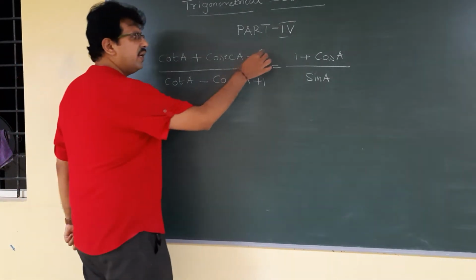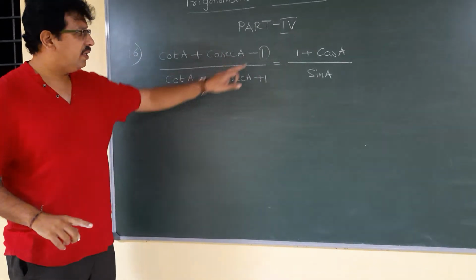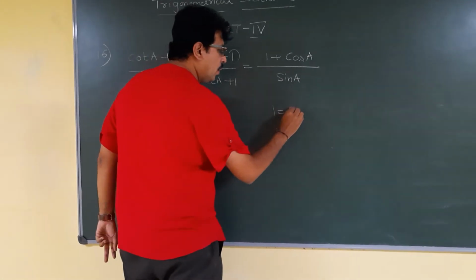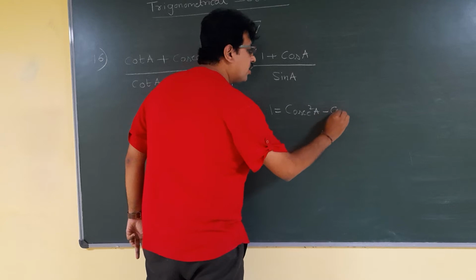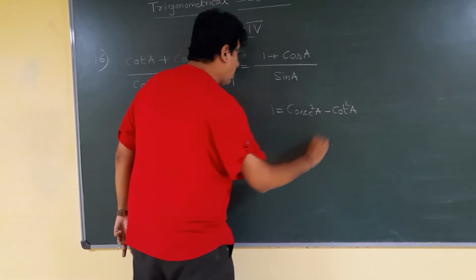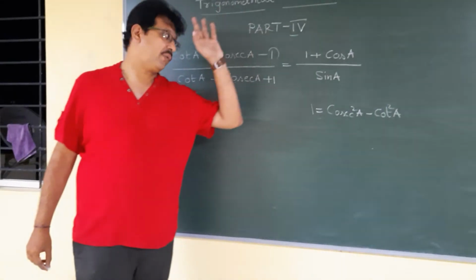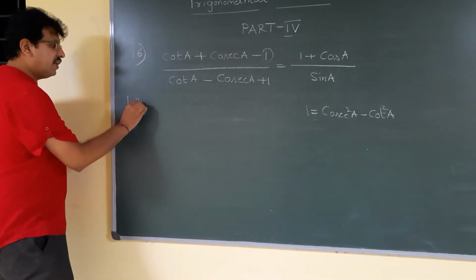In the place of 1, in the only numerator I'm trying to say, in the place of 1, we should write 1 is equal to cosecant square A minus cot square A. Only in the numerator, not in denominator. The 1 is equal to cosecant square A minus cot square. This is a special problem, as I said to people. So let us take the left hand side first.